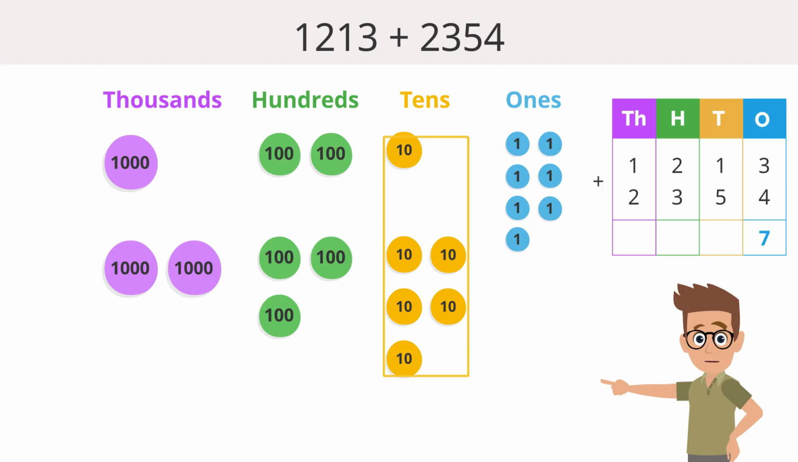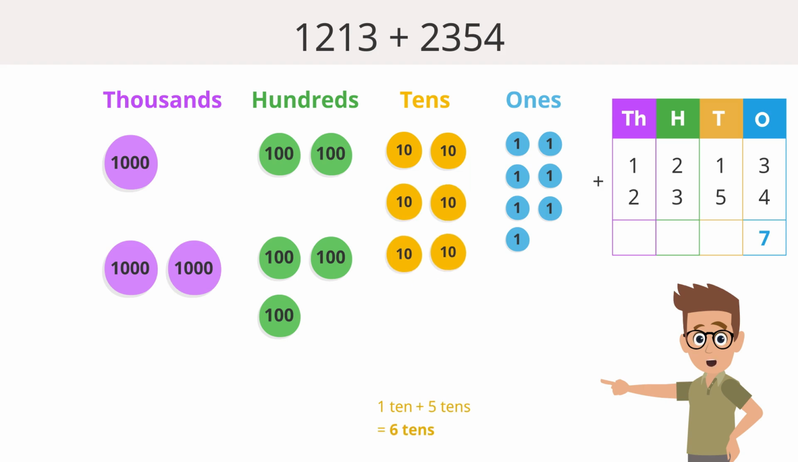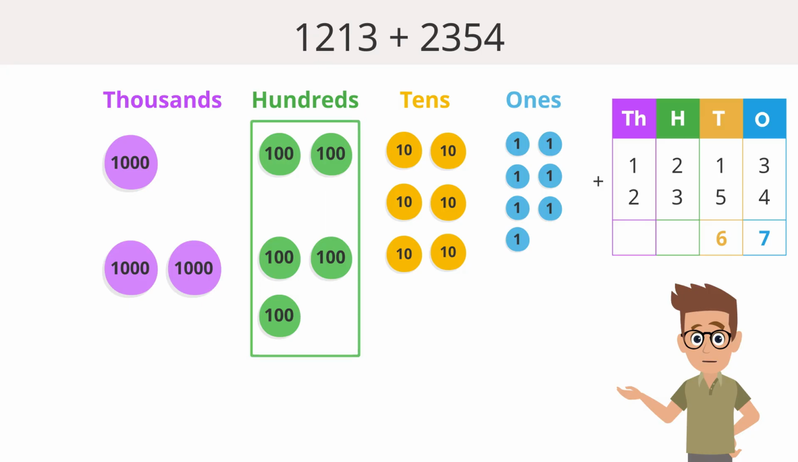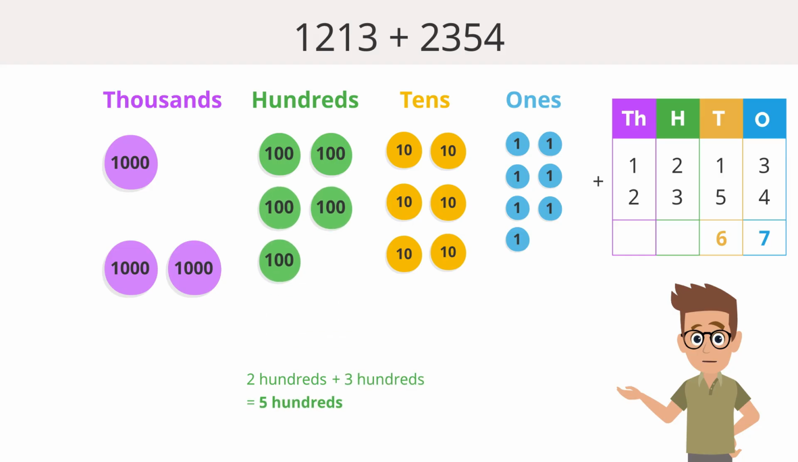Next, we add the tens. 1 ten plus 5 tens equals 6 tens. We have 6 tens now, so we write 6 in the tens place. Next, we add the hundreds. 2 hundreds plus 3 hundreds equals 5 hundreds. We have 5 hundreds now, so we write 5 in the hundreds place.